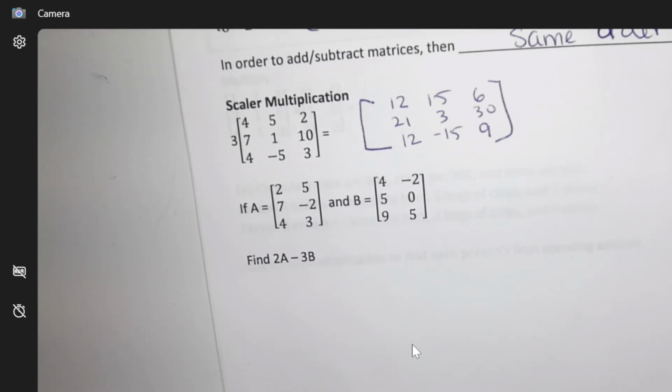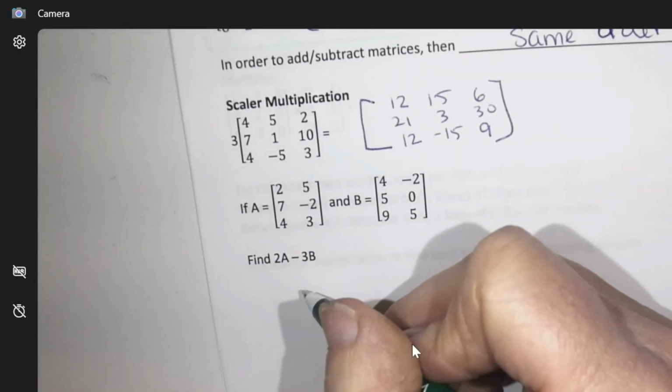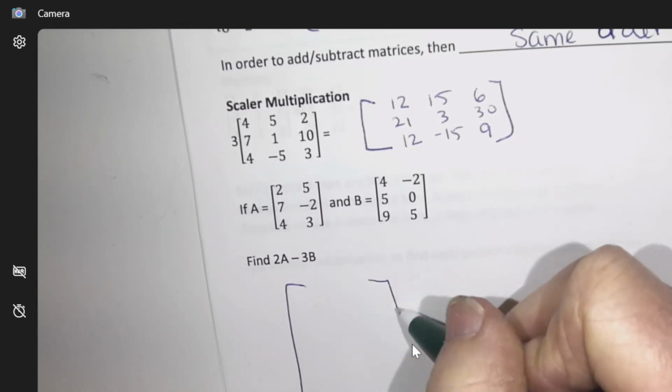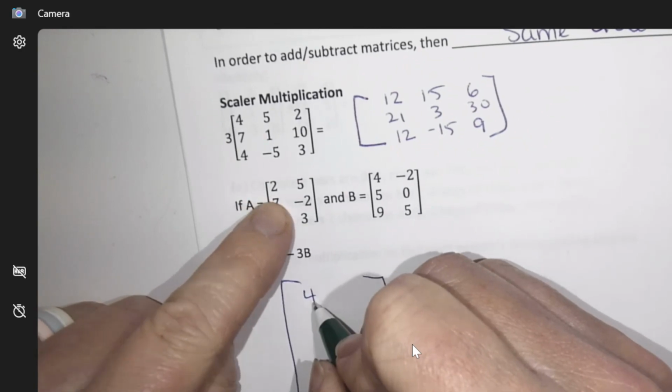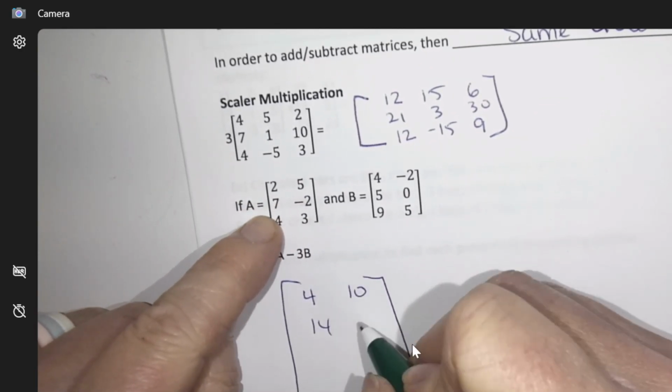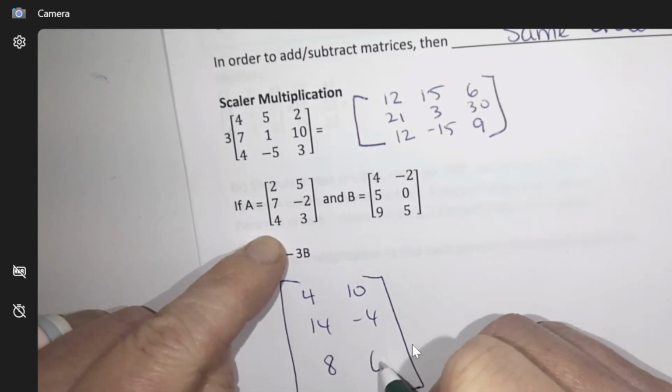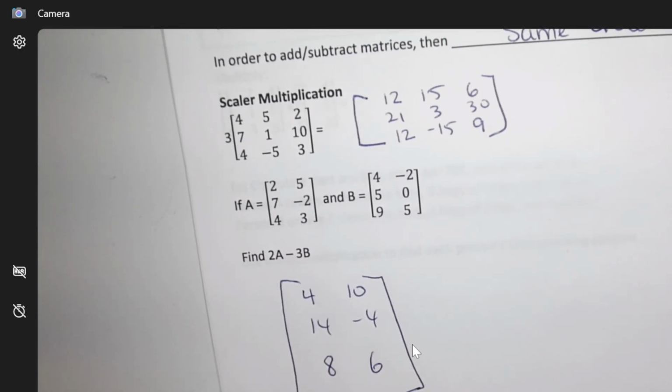Okay, so this would be more of a test question that I would give you here. So here it says find 2a minus 3b. So this is what we're going to do. We're going to times a by 2. Can you write that down? We get a 4, 10, 14, negative 4, 8, and 6. Times that one by 2.